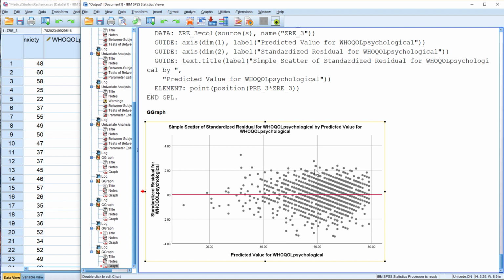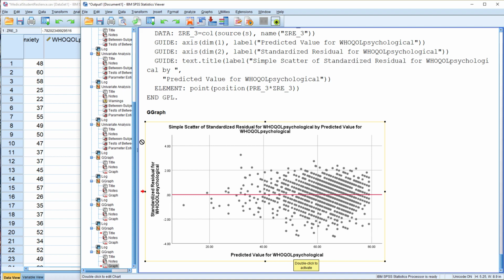We have slightly more variation in this upper end than we do down here, but we also have a lot more people who are falling in this higher end than down there. So I would say there's a very slight increase in variance, but that's not enough that would concern me. And you could look in the lecture notes for an example of what a big increase in variance might look like. So these were our predicted values for the psychological quality of life.